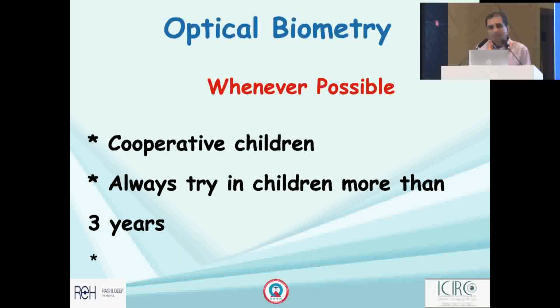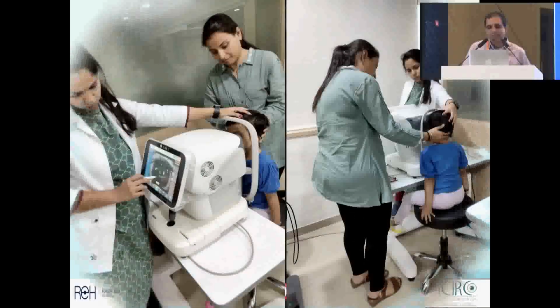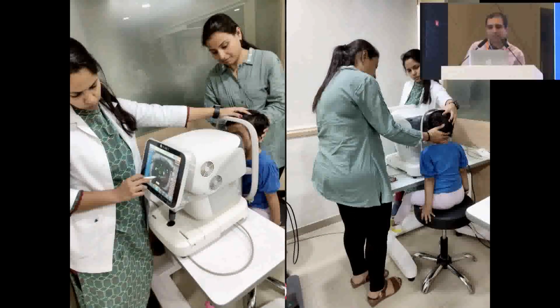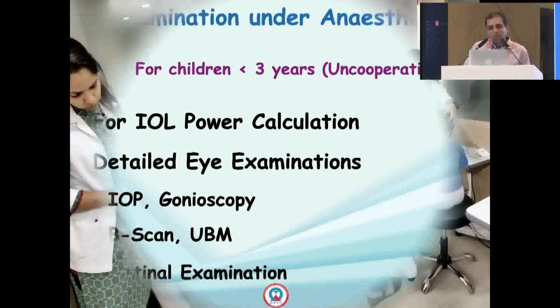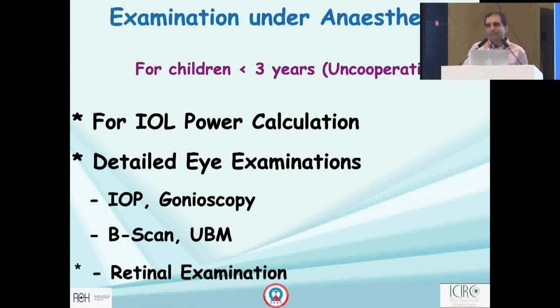So whenever possible in older, cooperative children, which generally doesn't occur before 3, 4 or 5 years of age, try to get optical biometry and readings with the machines like you would do for older adults. However, for children typically less than 3, 4, 5 years of age, or sometimes even older children who are very uncooperative, it would be very difficult to do any form of examination in the outpatient clinic. And therefore for them, examination under anesthesia is the mainstay, not just for IOL power calculation, but for a complete, thorough examination of the eye.